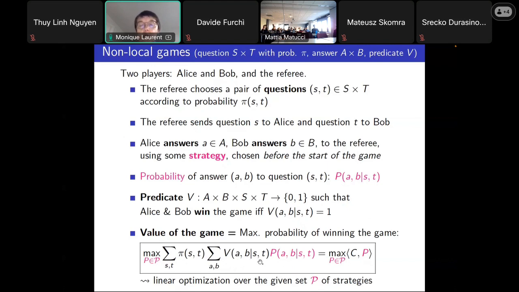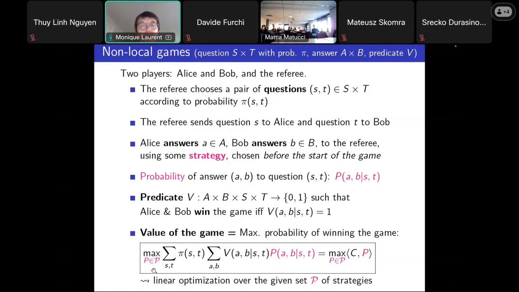And then for all those which are correct, we sum up the probability. So this expression here is a linear expression in terms of this probability term P. And we want to maximize this linear objective function in terms of P. So let's write it. It's linear in P, so we can write it as the inner product between a certain constraint C, comma P.